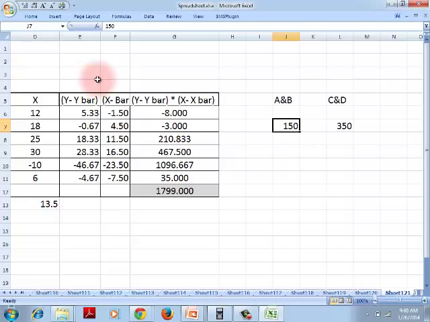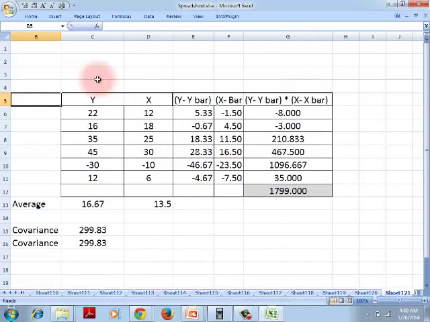Why? Think of it, look at this carefully. Y is 22 and this is 12. So what I'm going to do is simply copy paste this data. Let me put it here.